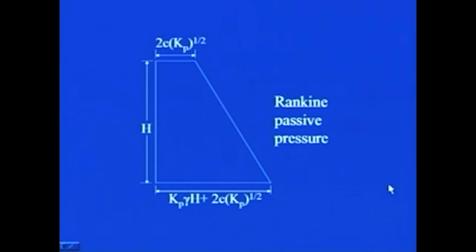Now, as you did for the active case, once you have plotted this pressure diagram, you simply have to take the area of that particular diagram, and then you will get the resulting total force per unit length of the wall. So, exactly similar analysis you have to carry out to estimate the passive force.